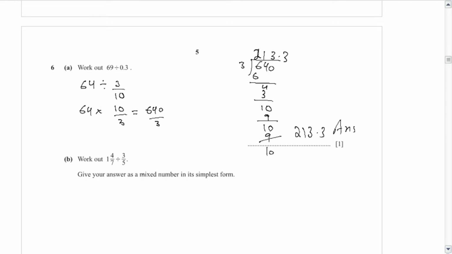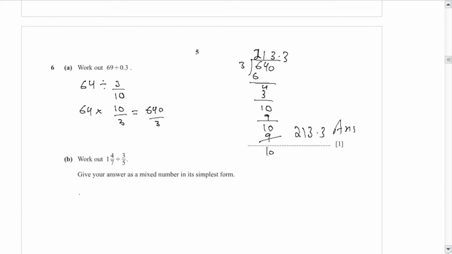Okay, next question, work out 1 whole 4 upon 7 divided by 3 upon 5, and give your answer as a mixed number in its simplest form. So, the question has been given here in the mixed fraction, so the answer will also be in the mixed fraction. In question number 6 part A, the question was given in the decimal fraction, so the answer should also be in the decimal form. So here is part B.